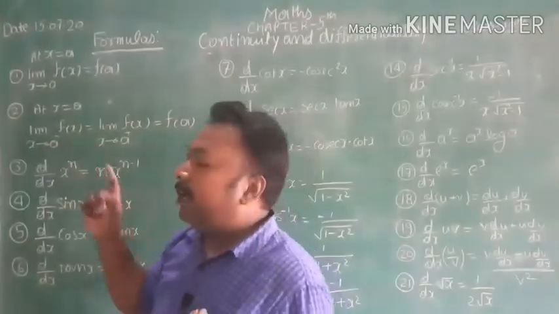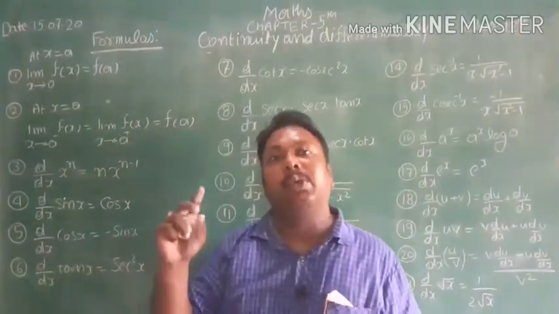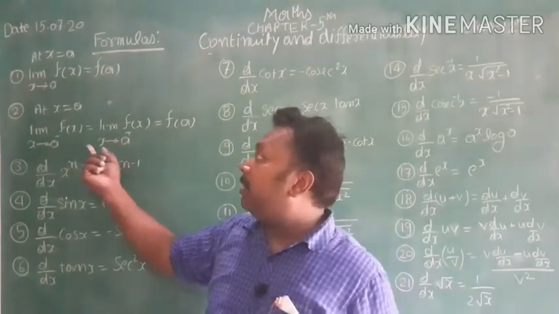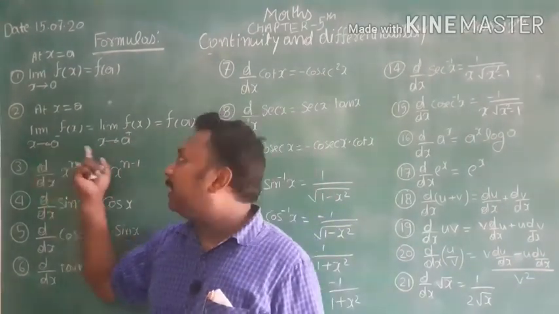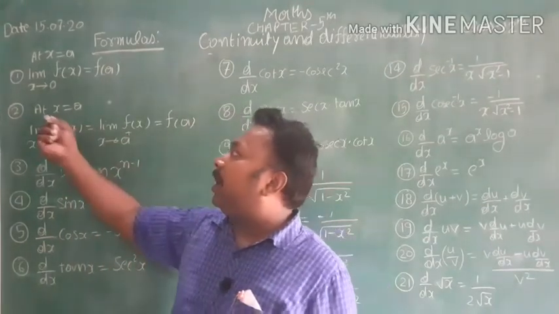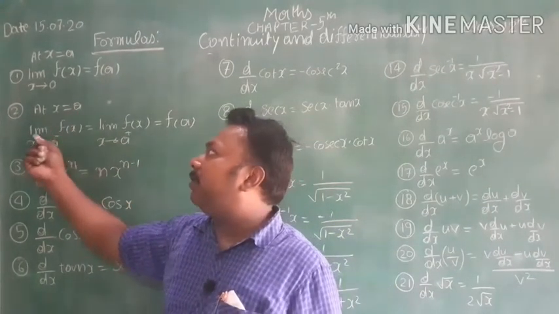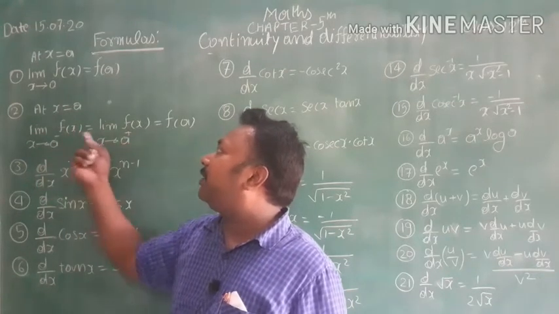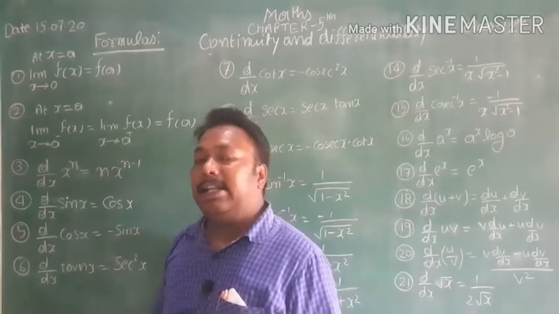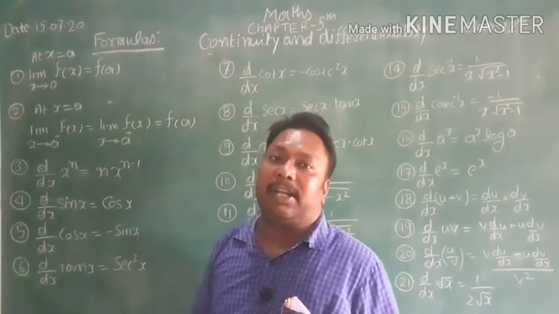Next, if the function is a modulus function, then we use this formula for proving this. This is called LHL and this is called RHL. So at x equal to a, we find out LHL and RHL. If LHL, RHL and f(a) are equal, then the given function is continuous.